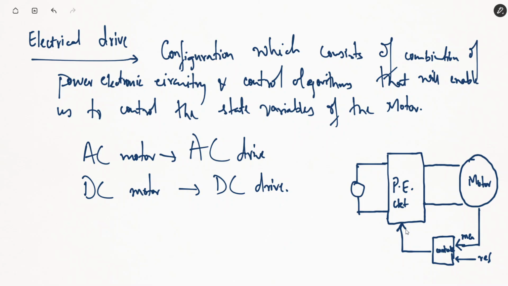So this is a basic introduction of an electrical drive. We have the fixed speed drive and we have a variable speed drive. Accordingly, we can also have an AC drive and a DC drive. So this is our configuration. Our whole course will be focused around this configuration. Now, in some cases, we'll be using this combination: a power electronic circuit and a controller.